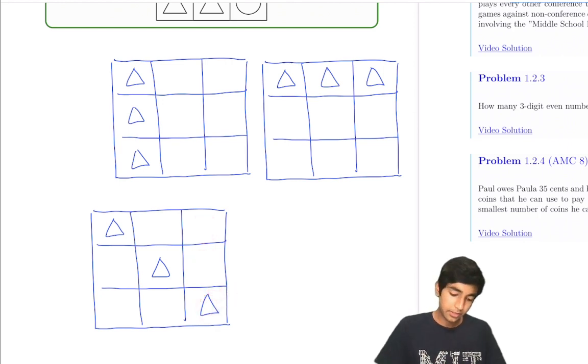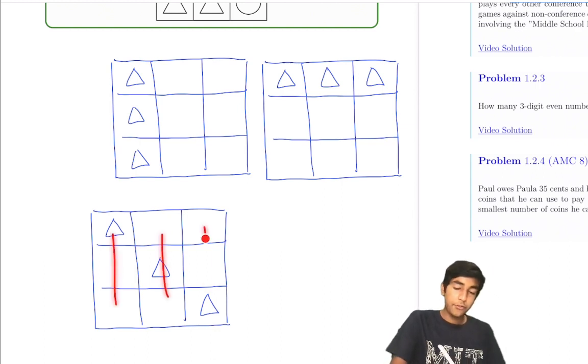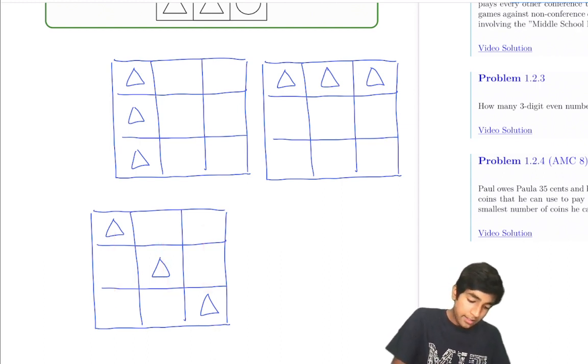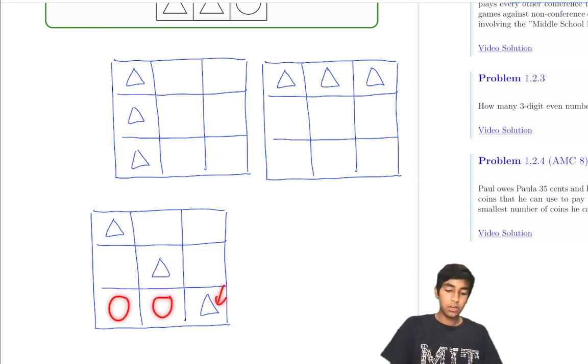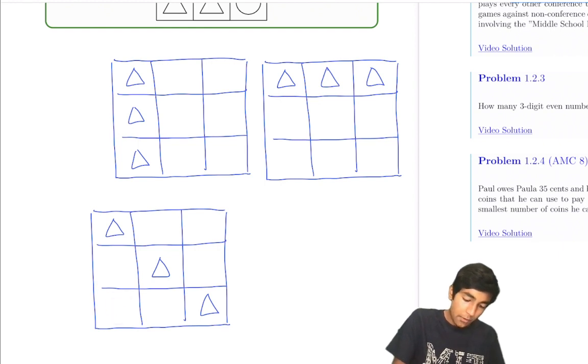So, no, there's no way to have circles in a column if we have triangles in a diagonal. Same thing, we can't have 3 circles in a row either, because no matter what, there's always going to be one spot that's already filled by a triangle. Can we have them in a diagonal? Well, even that will have one spot that's already filled by the triangle.